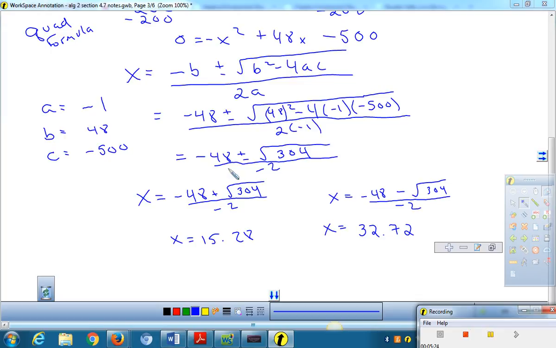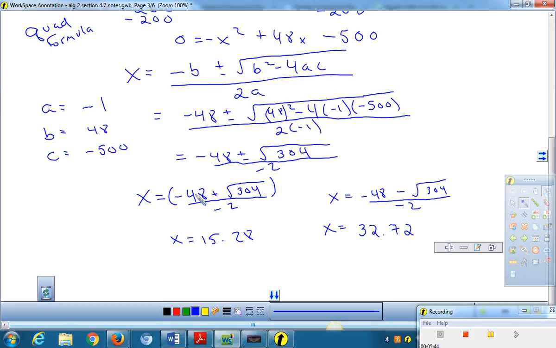All right. So when I plugged in my A, B, and C, I ended up with negative 48 plus or minus the square root of 304 all over negative 2. And then I broke it up into two separate x-intercepts, negative 48 plus root 304, all divided by negative 2. So when you enter this in your calculator, I would put in negative 48 plus root 304, and I would hit enter. And then I would take that and divide by negative 2. Otherwise, you're going to be just dividing root 304 by negative 2. And it could give you this effect here.